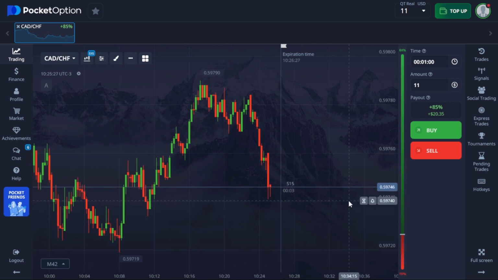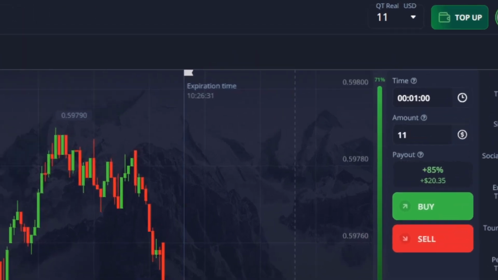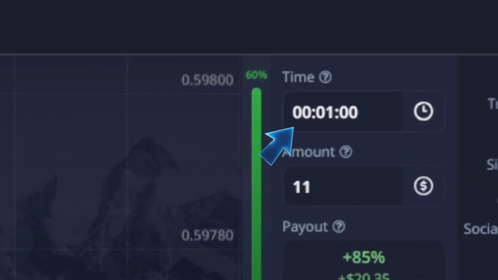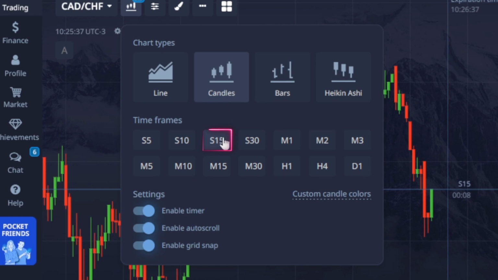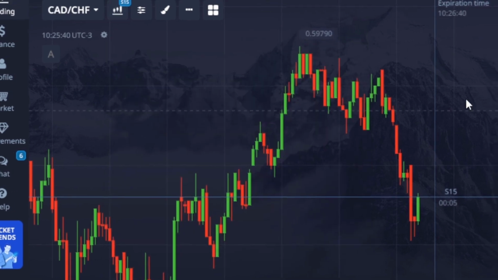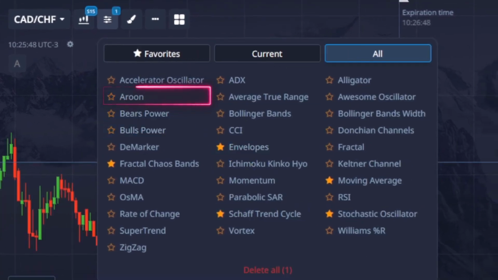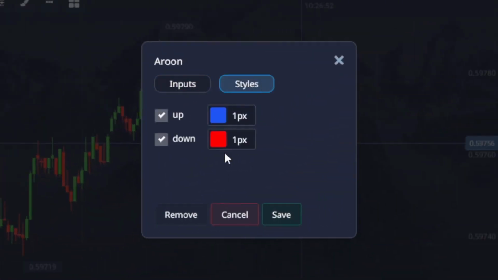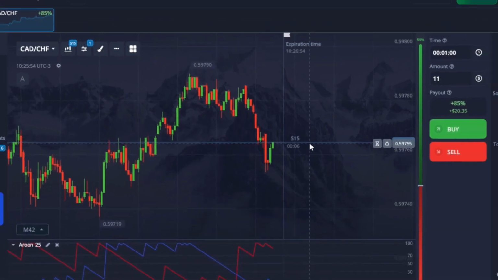Let's start with an amount of $11. Okay, the expiration time is 1 minute. All right, let's add the timeframe, right now 15 seconds. Candles, the indicators, and wait to put the arrow there. So let's use the arrow, 25 period, and these colors for you.